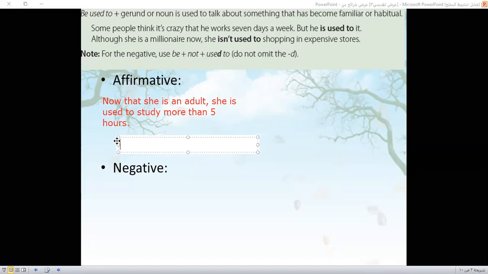Yes, yes, Jude. Miss, you want me to give you the same? I want you to give me an example using be used to. Something that now you are used to doing, not in the past.